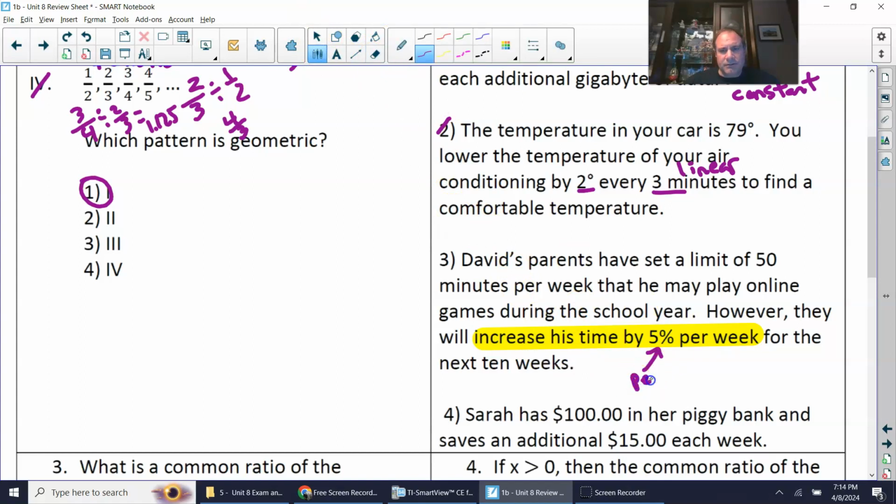Percentage, in this case, means geometric. $1,000, $100, and $15 each week is linear. That's a constant. 3 is your answer.